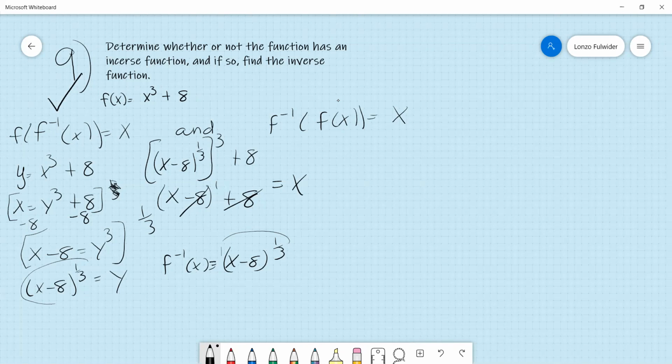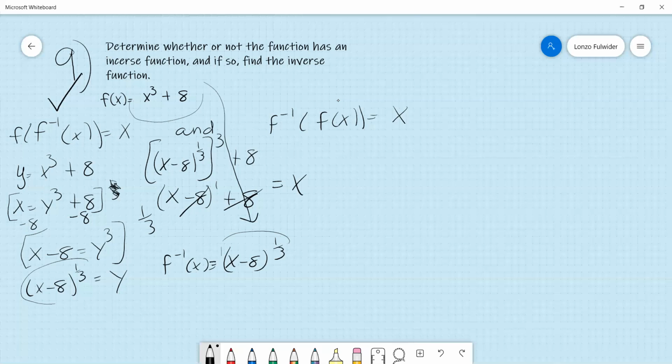Okay, so now let's do part B. So f inverse of f of x equals x. We know our f of x, so you're going to put this f of x into the f inverse. So this is kind of tricky. So put this inside of this, if that makes sense.